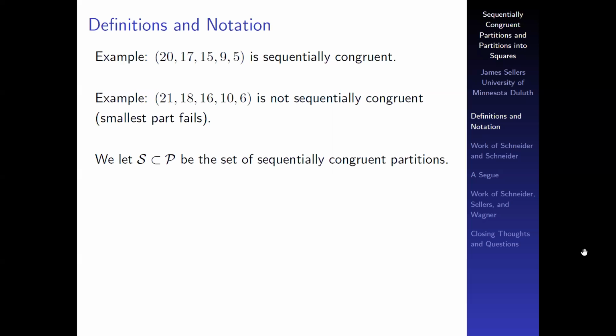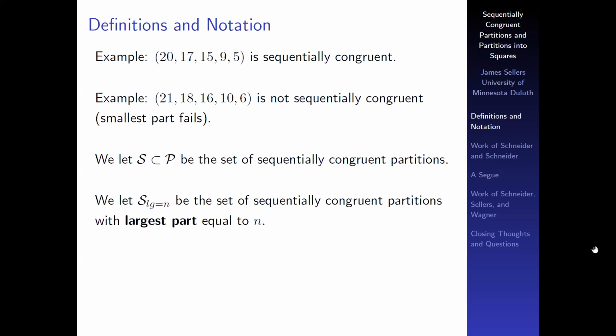So I'm going to let this calligraphic S, which is a subset of P, be the set of all sequentially congruent partitions, regardless of weight or any other parameter. And I'm going to let capital S sub LG equals N be the subset of S, which is the set of sequentially congruent partitions whose largest part is equal to N. So for example, this first partition on the screen is an element of S sub LG equals 20. The largest part, N, would be 20 in that case.